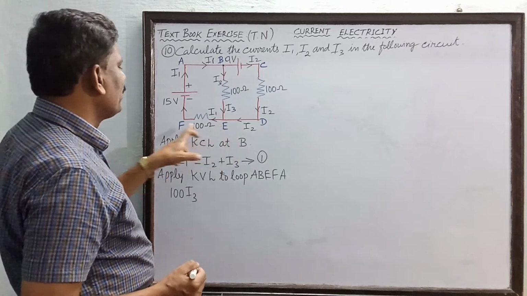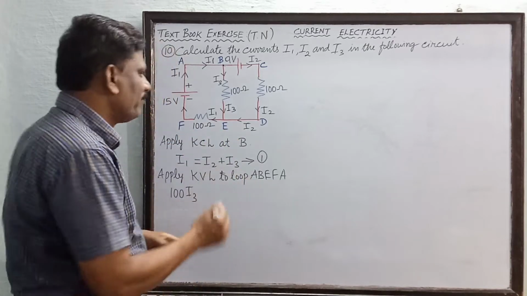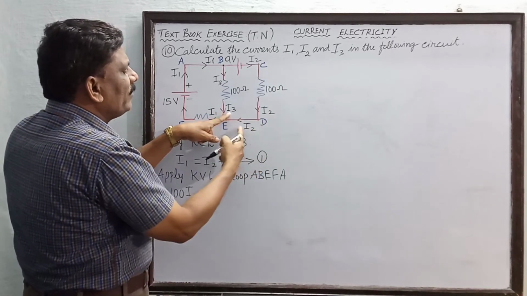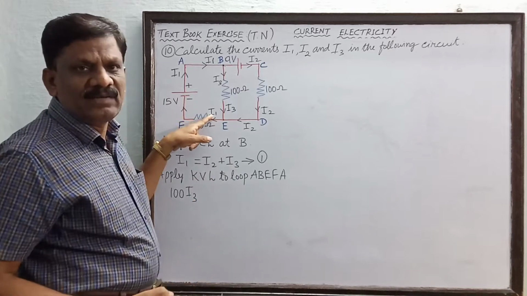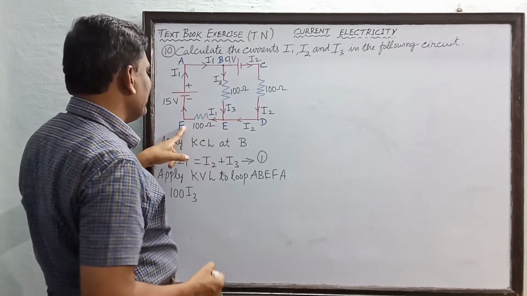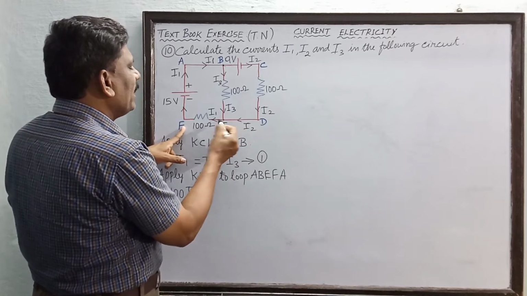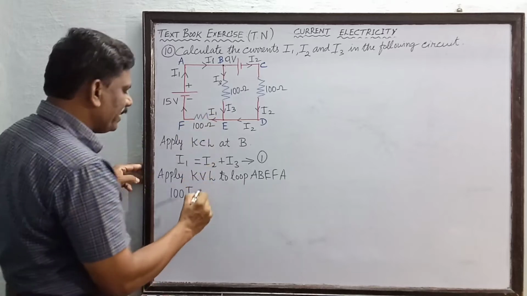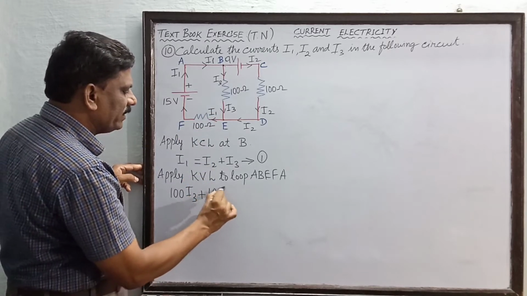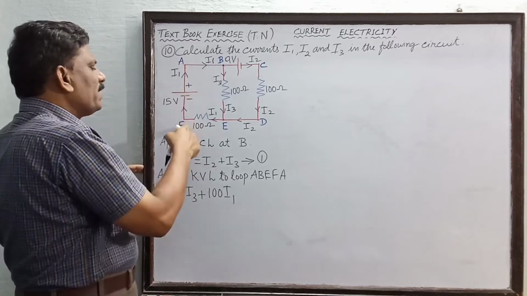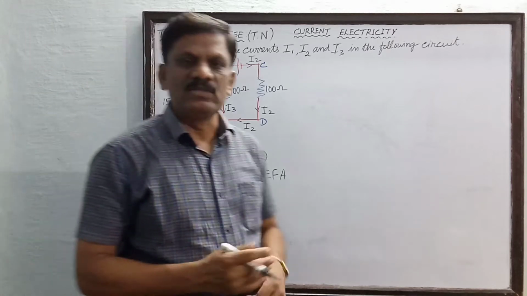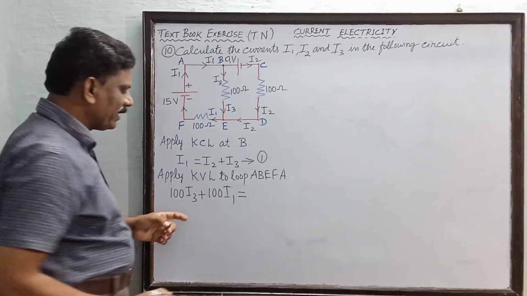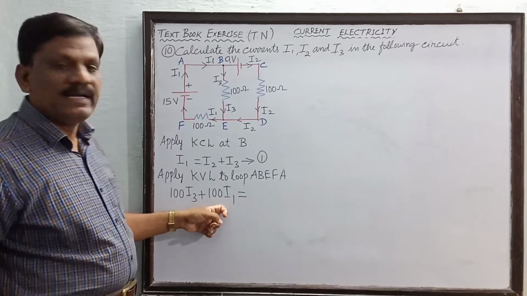Next I am proceeding from E to F. At this junction E, the current I3 ampere and the current I2 ampere will join, and again the net current will be I1 along this path EF. This I2 and I3 are joining and going along the direction EF through 100 ohm. So IR product is 100 I1. So this is plus 100 into I1. Now in this branch F to A, there is no resistance. Therefore there is no IR product. So the net IR product is 100 I3 plus 100 I1.